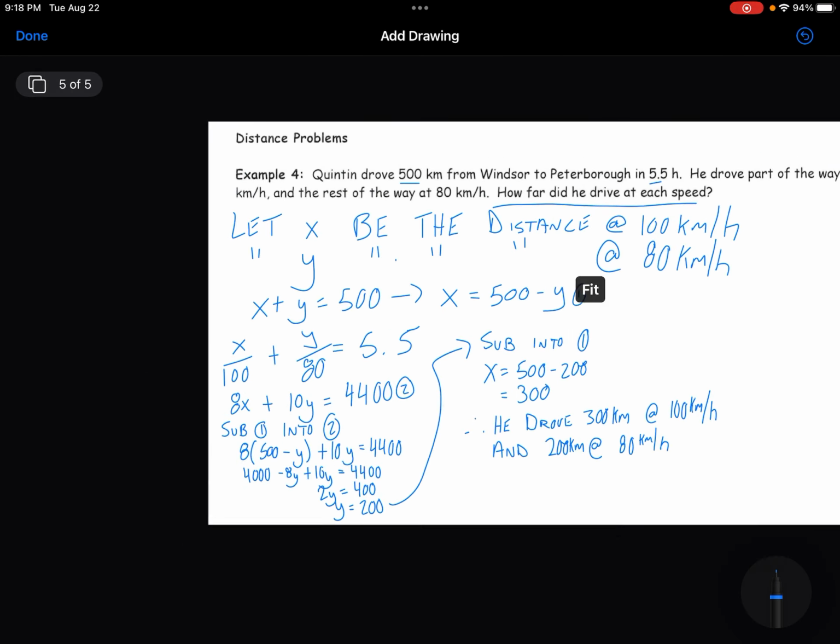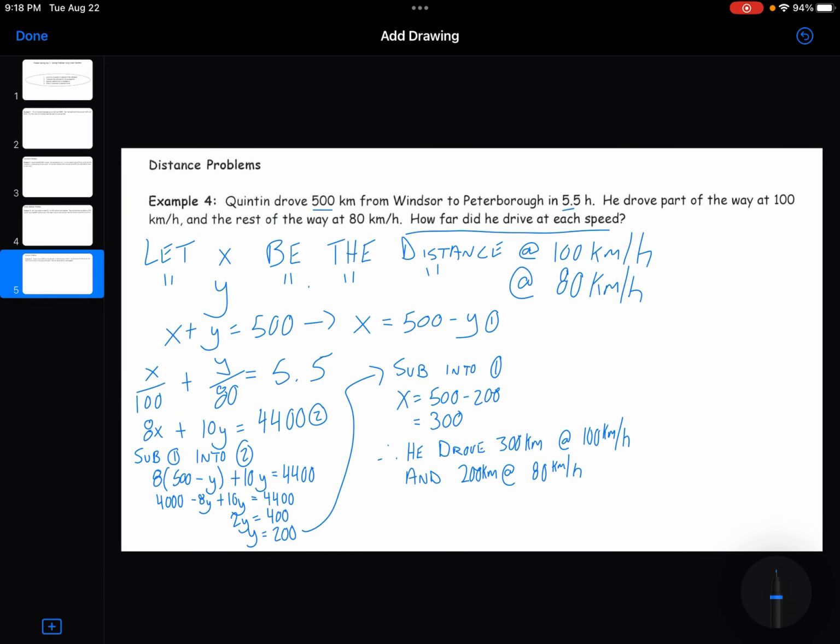So all 3 of those were done very similarly. We just set them all up differently. Those are the most common types of questions. So make sure you're careful when you're setting it up, and then just do substitution or elimination.